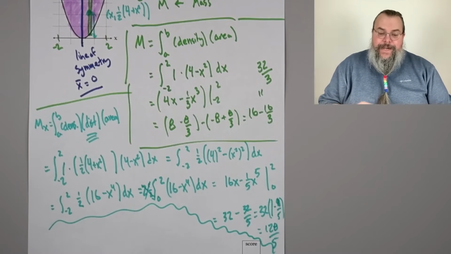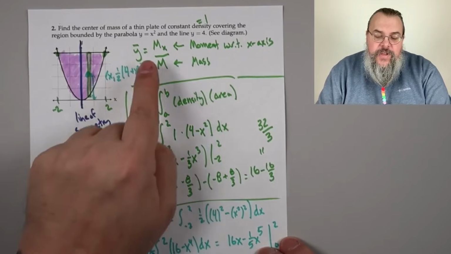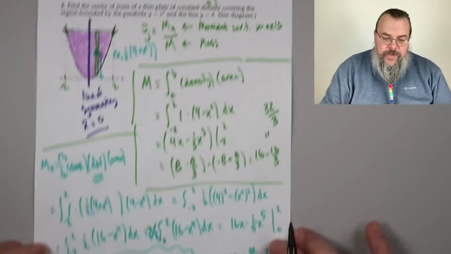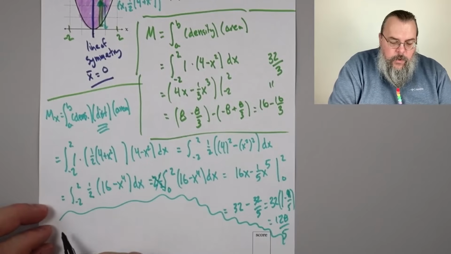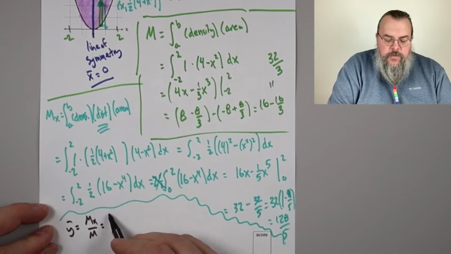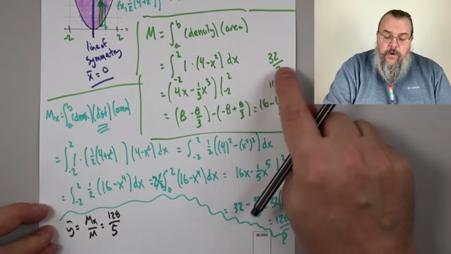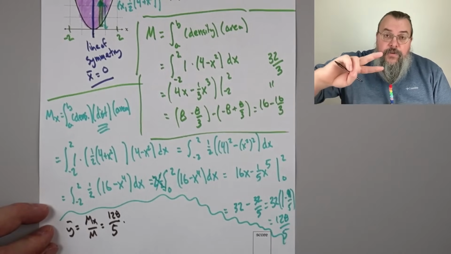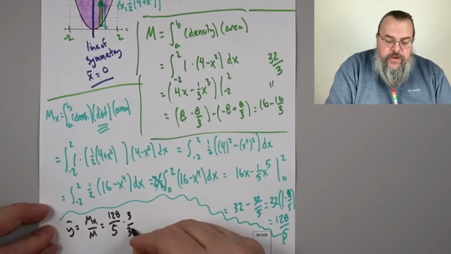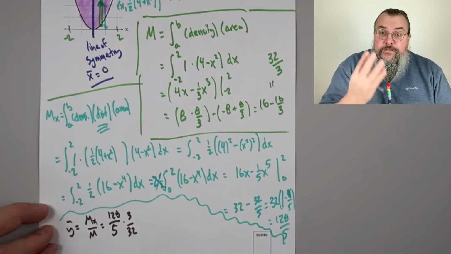Okay, so where are we at? We started really quickly, we found x bar. We say there's a way to find y bar. We found the pieces for y bar, so we need to compute. So we have y bar is mx over m, which is 128 fifths. That's our mx. And then over m is 32 thirds. Now, because it's over m, I'm going to flip. See that? It's multiplied by the reciprocal, 3 over 32. Now, it turns out 32 goes into 128, and that goes in 4.